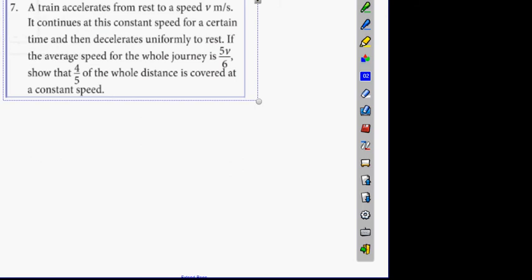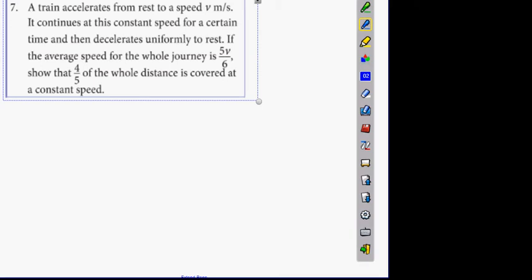Okay guys, so a train accelerates from rest to a speed v. It continues at this constant speed for a certain time and then decelerates uniformly to rest. If the average speed for the whole journey is 5v over 6, show that 4/5 of the whole distance is covered at constant speed. Alright, so I'm going to go with a velocity time graph.